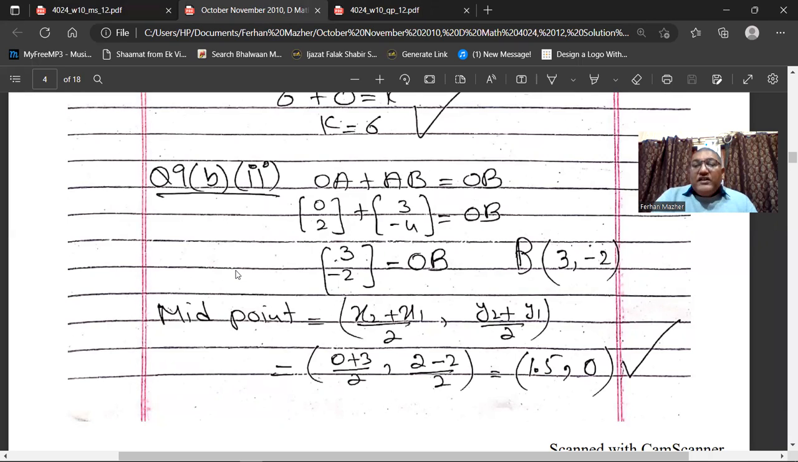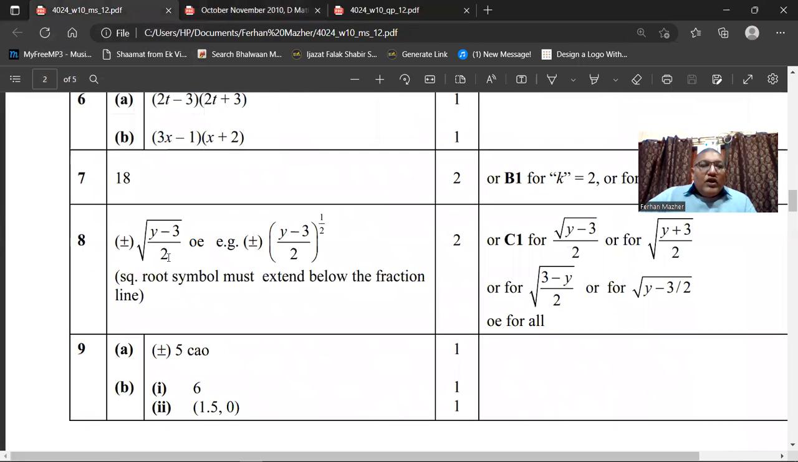So now I know the coordinates of A and B, and I will find out the midpoint. The formula for the midpoint of two given points is (x2 plus x1) divided by 2, comma (y2 plus y1) divided by 2. So it will be (0 plus 3) divided by 2, comma (2 minus 2) divided by 2. So 3 by 2 will be 1.5, and 2 minus 2 is 0, so 0 divided by 2 will be 0. So the coordinates of the midpoint will be (1.5, 0). (1.5, 0) is the right answer.